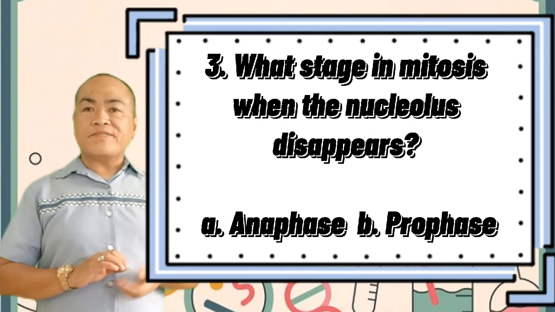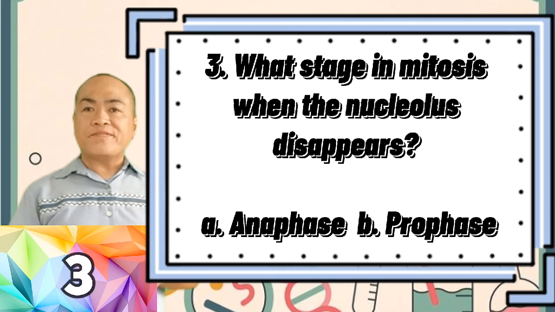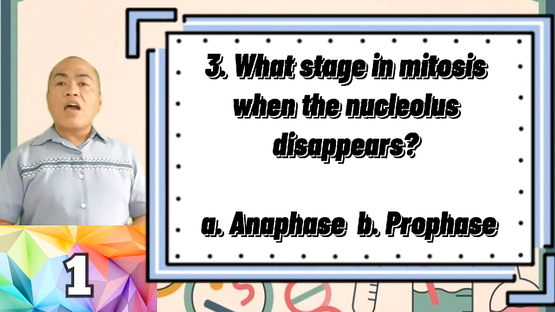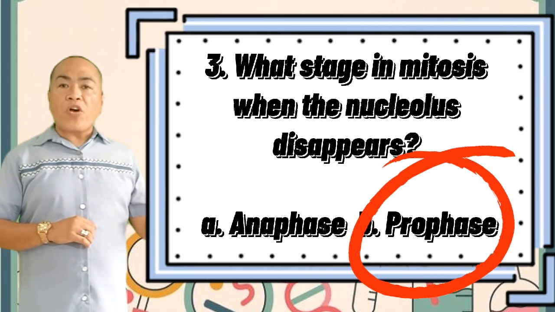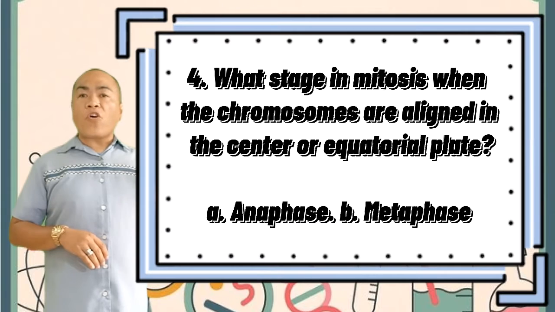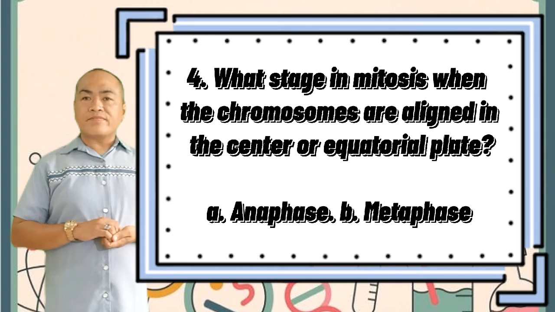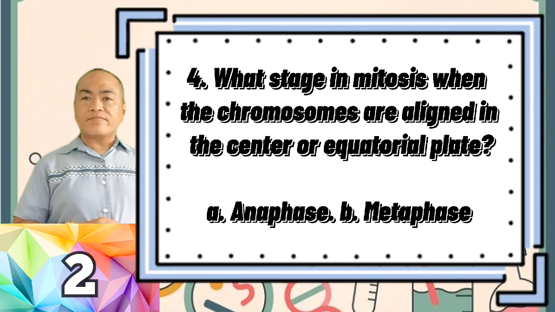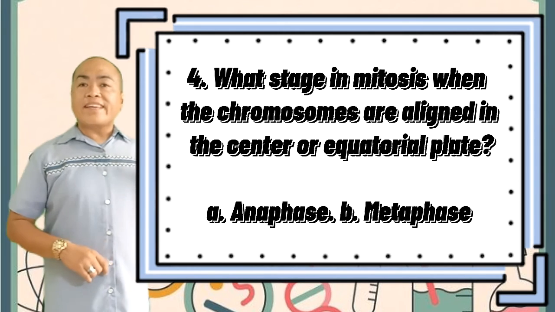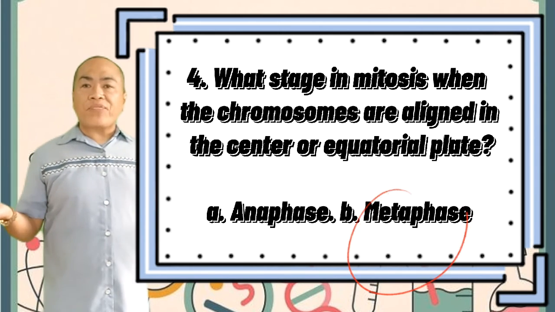Number 3. What stage in mitosis is when the nucleolus disappears? A. Anaphase. B. Prophase. Very good. The answer is prophase. Number 4. What stage in mitosis is when the chromosomes are aligned in the center or equatorial plane? A. Anaphase. B. Metaphase. Yes, the answer is metaphase.